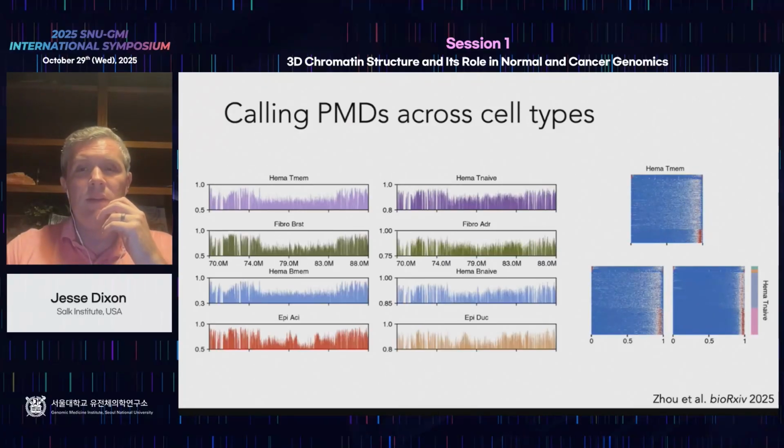And so one of the things we think this means is that probably all cell types have some level of partially methylated domains. It's really a matter of the degree to which these regions have become demethylated over time.